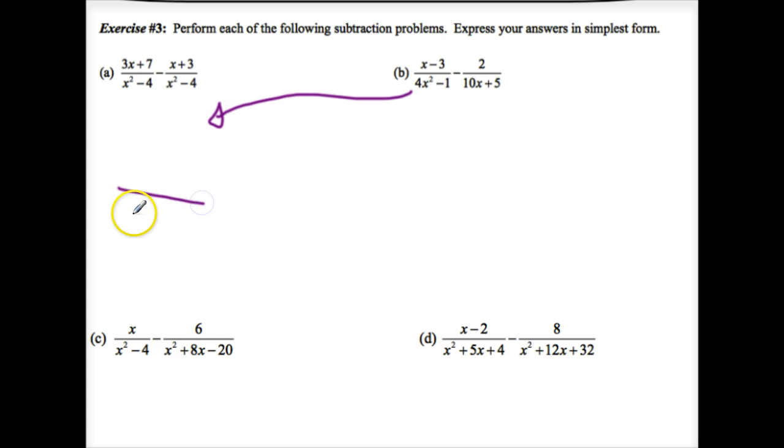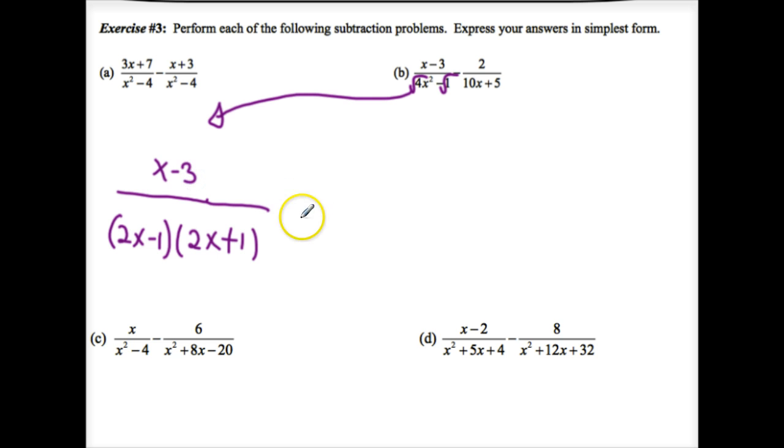The bottom can be factored as 2x minus 1 and 2x plus 1. Remember, if I take the square root of both of these, it's a difference of squares. The top remains the same, and then this side is factored as 5 in common, so this becomes a 2x plus 1. The top stays the same.